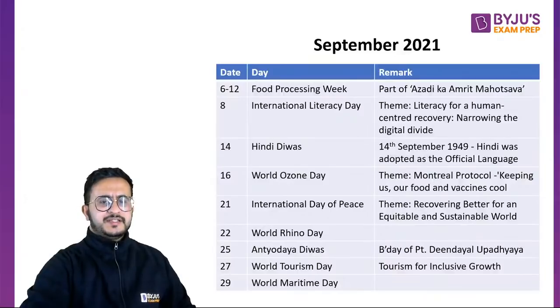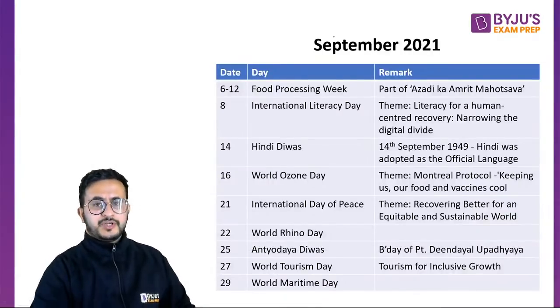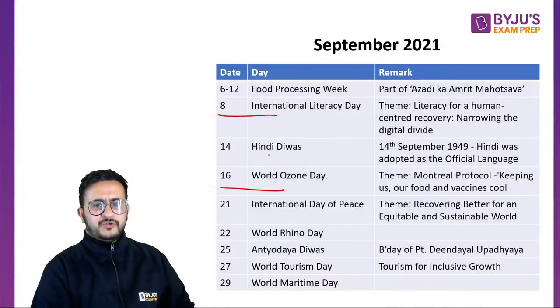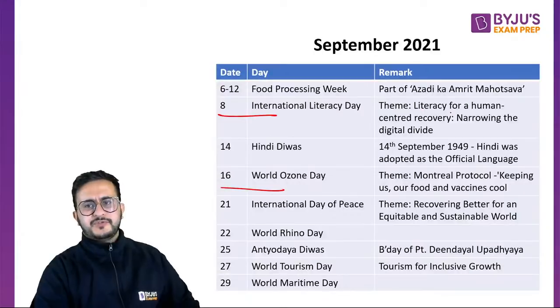Then we had International Literacy Day, which is observed every year on 8th of September. These dates are important days, like Ozone Day and International Literacy Day. The theme this year for International Literacy Day was literacy for a human-centered recovery, narrowing the digital divide.